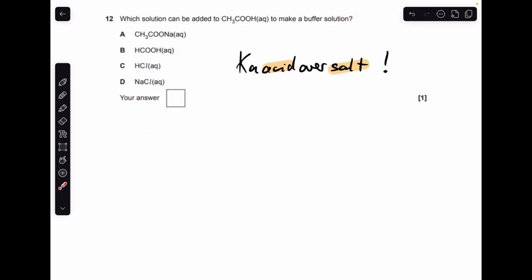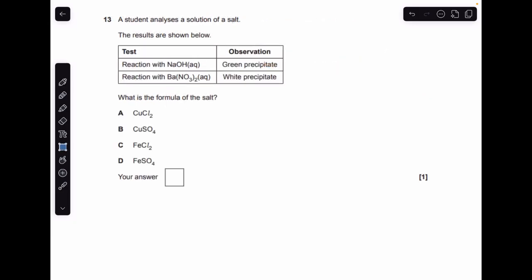Number 12, any question about buffers, you need to be thinking acid over salt. That's my daft way of remembering the formula to calculate the H plus for a buffer solution. But you can see there's the chemicals needed for a buffer. So we've got the weak acid here. We need the salt of a weak acid, and that is A. That was sodium ethanoate.